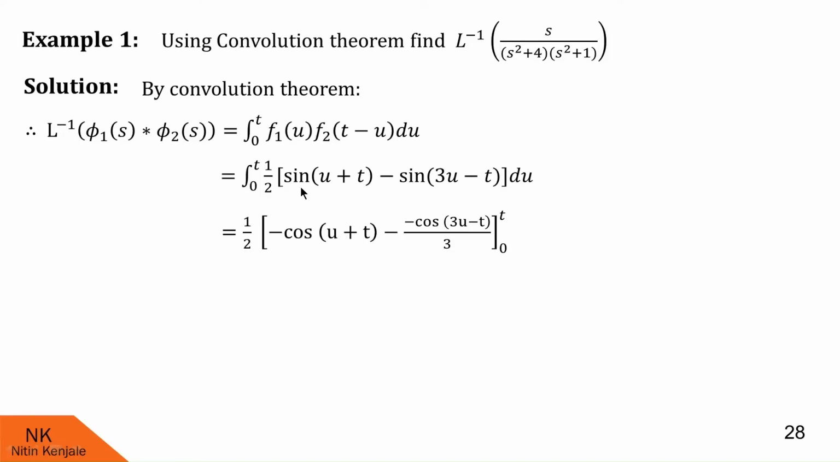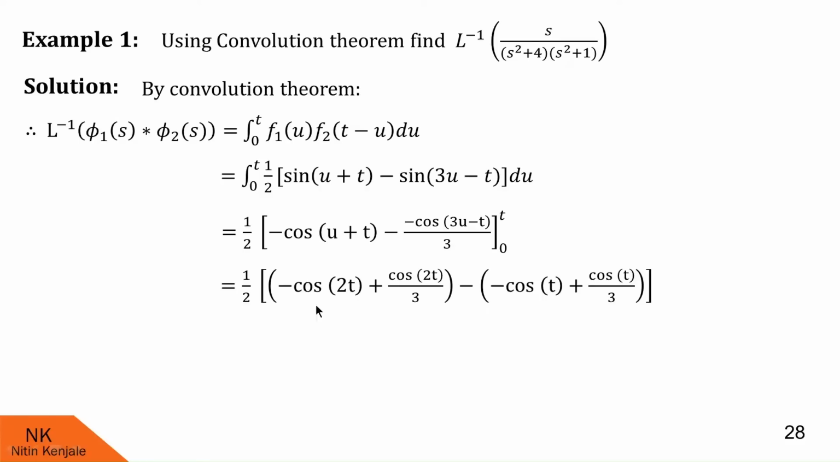Since u is there in this function, integral of sine is minus cos u plus t. Similarly, integral of sine 3u minus t is minus cos 3u minus t whole divided by 3 over the limit 0 to t. Now let us substitute these limits in u. First the upper one. So we get minus cos 2t plus cos 3t minus t, that is 2t, whole divided by 3. Then before substituting lower limit, we put minus sign. So we get minus cos t because 0 plus t is t.